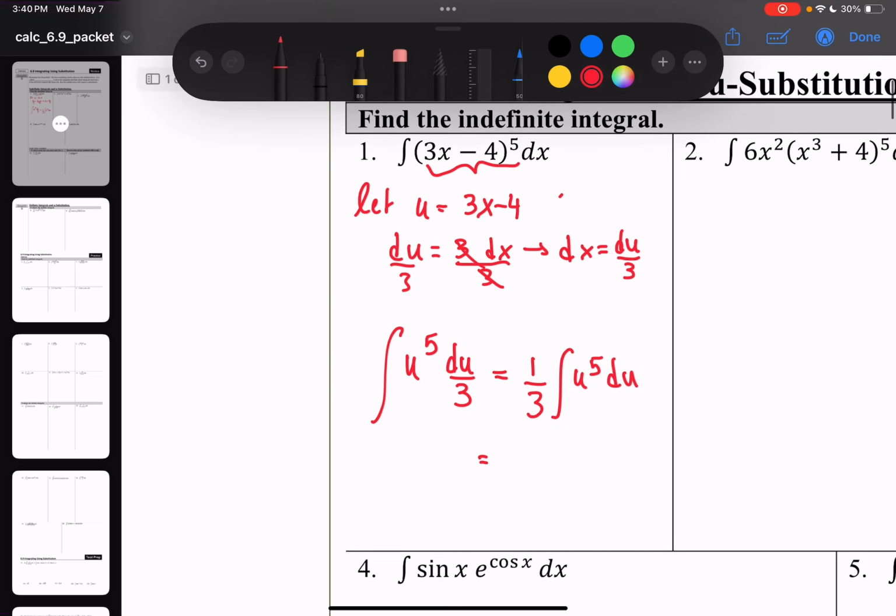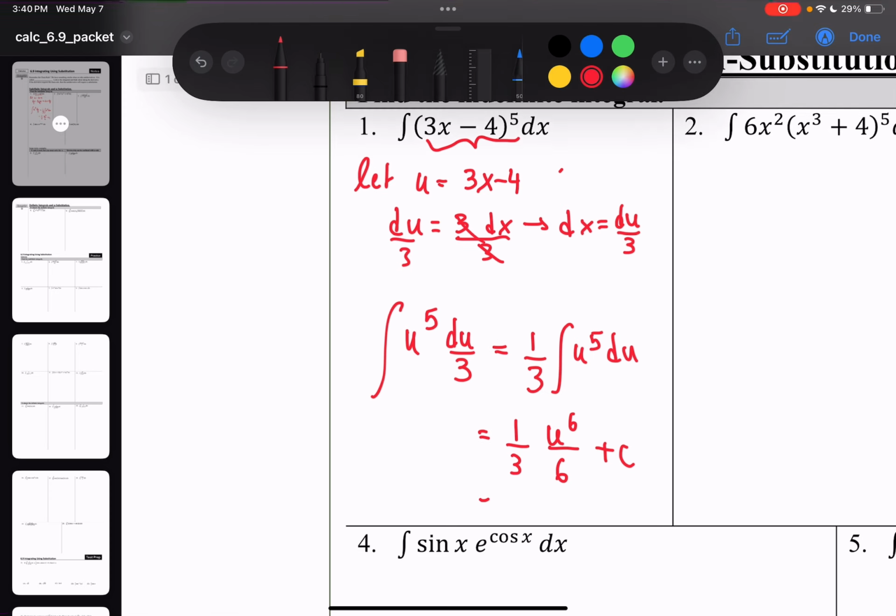This integration is u to the power of 6 over 6, plus c, of course. Before you finish, you have to replace u back to its original form, 3x minus 4. So 1 over 3, times 3x minus 4 to the power of 6 over 6, plus c. Then 6 times 3 is 18, so it's 3x minus 4 to the power of 6 over 18, plus c.